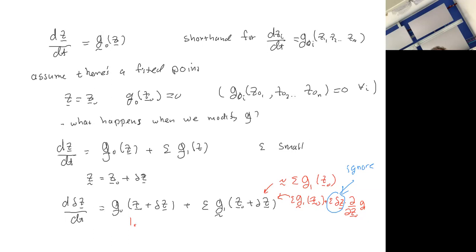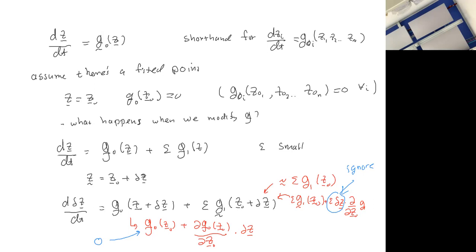So we write this as G0 of Z plus the partial of G0 of Z naught with respect to Z naught dot delta Z. Okay. And so when all is said and done, remember G naught, so this term is 0. And I'm going to be clear about this term in a second.